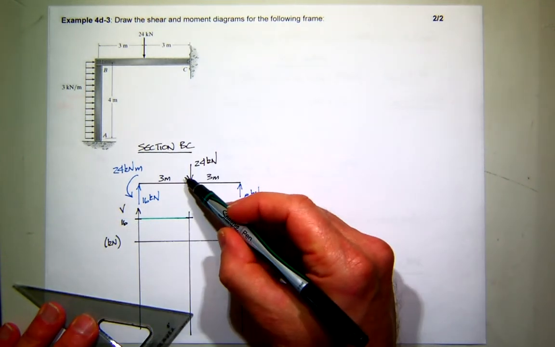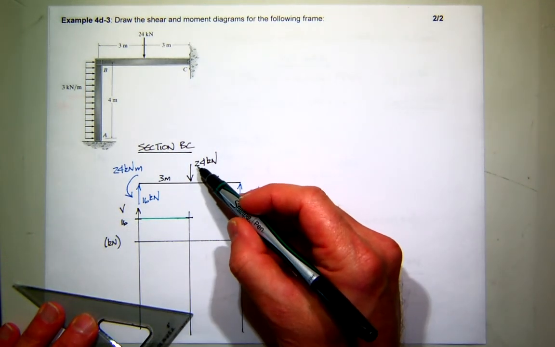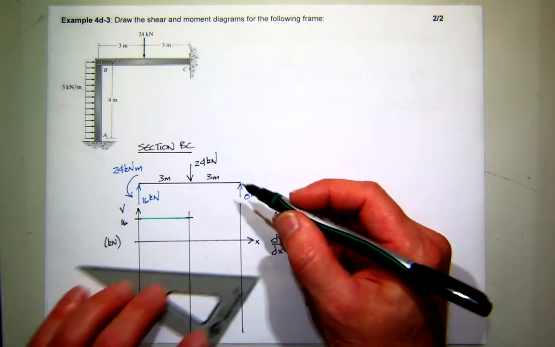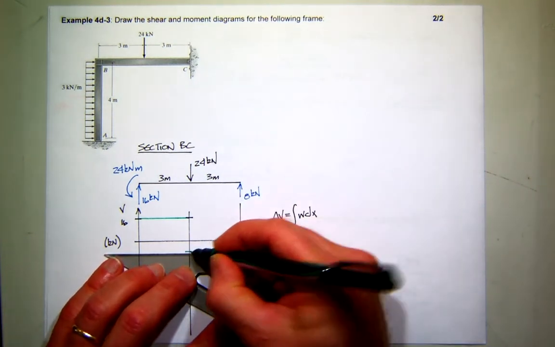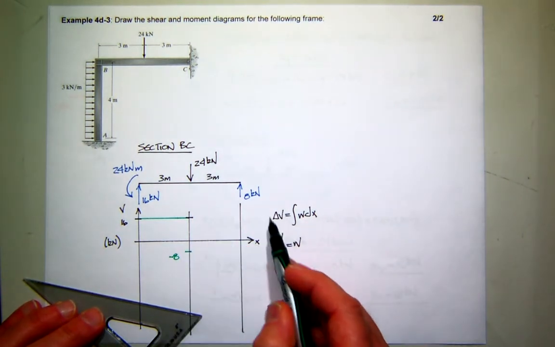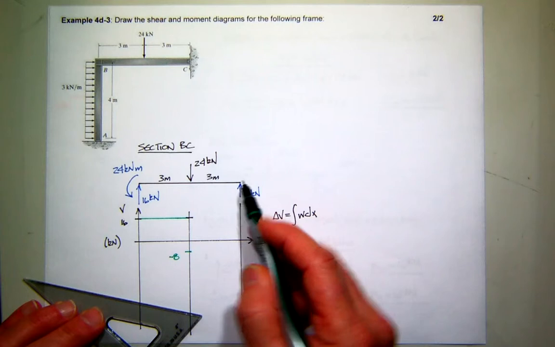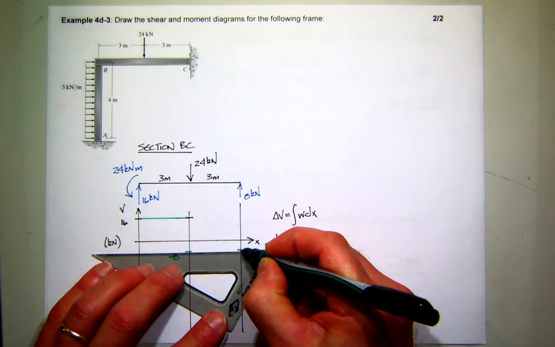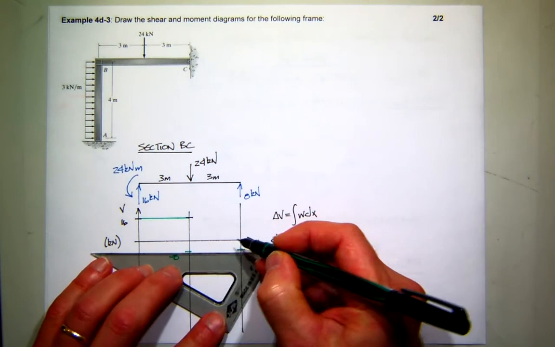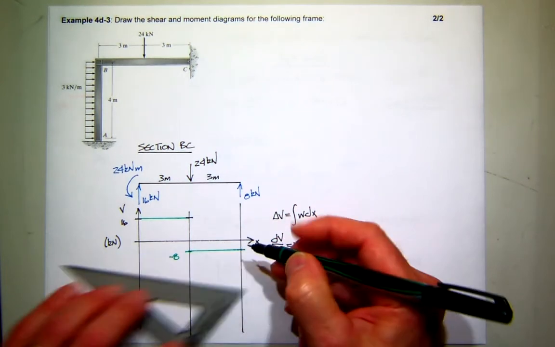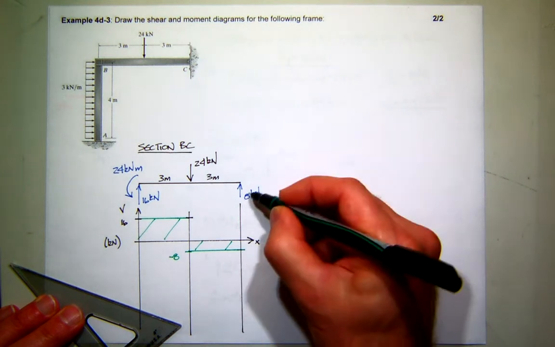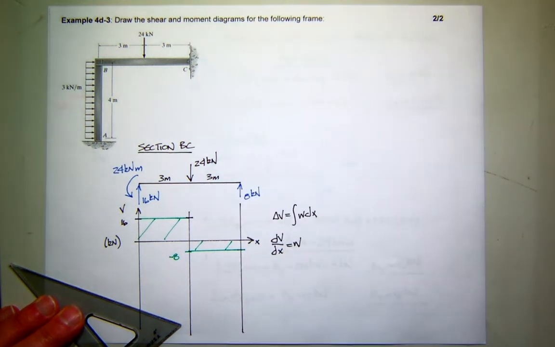Then as I move from the left side to the right side under this 24 kilonewton force, that's going to be a change of negative 24. So that should bring me down to negative 8. And again, the change in shear is the area under the load curve, which is 0, so I should stay at negative 8. And the slope is equal to the load. The load is zero, so I have zero slope. So there's my shear diagram. And it matches that this force is also negative shear.